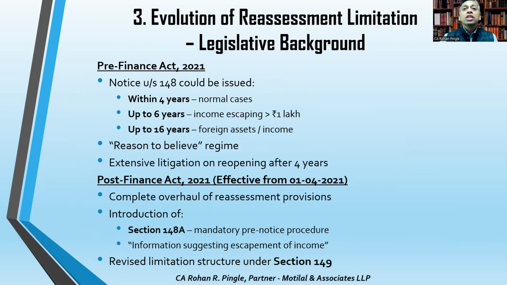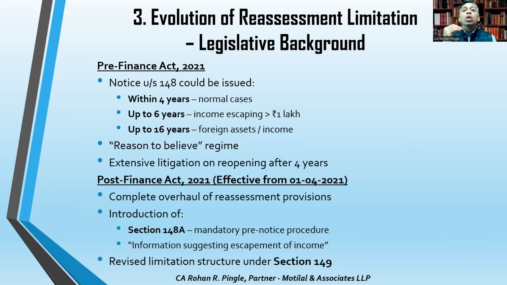Evolution of reassessment limitation. Let's understand the legislative background. Pre-Finance Act 2021, a notice under Section 148 could be issued within 4 years in normal cases, up to 6 years where income escaping is more than 1 lakh, and up to 16 years where it involves foreign assets or income. The reason to believe regime led to extensive litigation on reopening after 4 years. Post Finance Act 2021, effective from 1st April 2021, there was a complete overhaul of reassessment provisions: introduction of Section 148A, a mandatory pre-notice procedure, information suggesting escapement of income, and a revised limitation structure under Section 149.